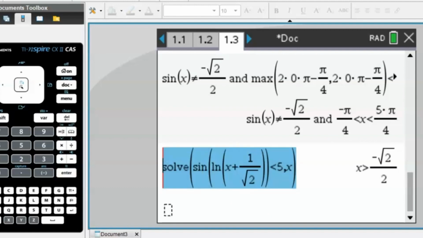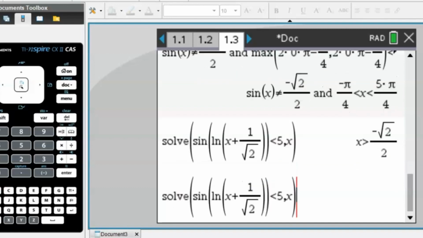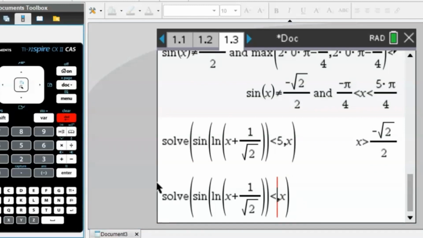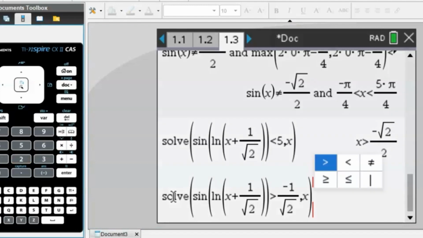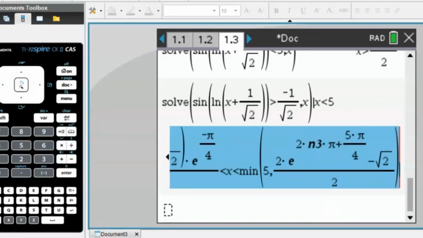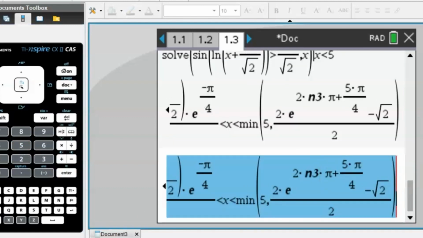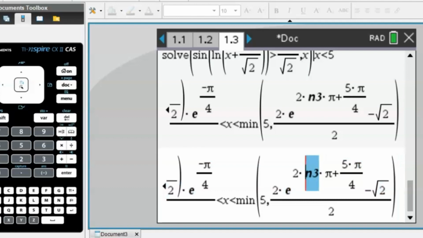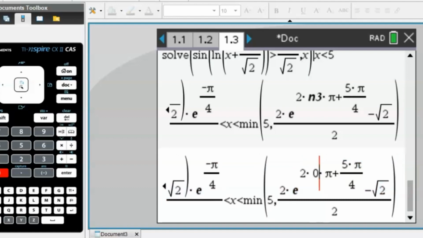Well, this whole lot has to be greater than negative a half. How about if I say this bit here is greater than the maximal domain, which in this case has to be greater than negative 1 over square root 2, given that x is less than 5. What do I get? This number. And I make this one 0 and 0. Oh, this is time consuming, this one here.